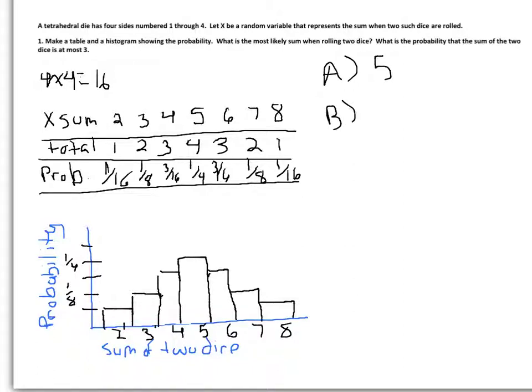Then part B here, what is the probability that the sum of dice is at most 3? Well, you would have 1/16 plus 1/8, but that's 2/16, plus 3/16. So that would be 6/16. So the probability would equal 3/8. Okay? All right.